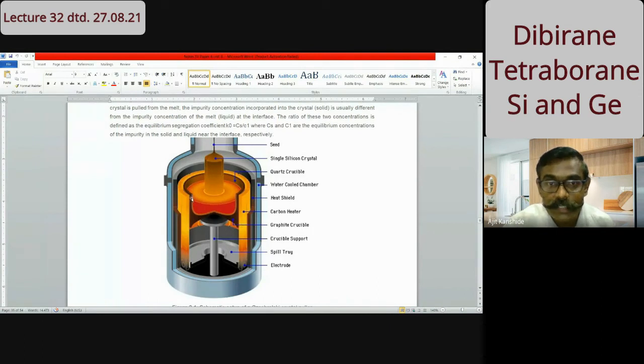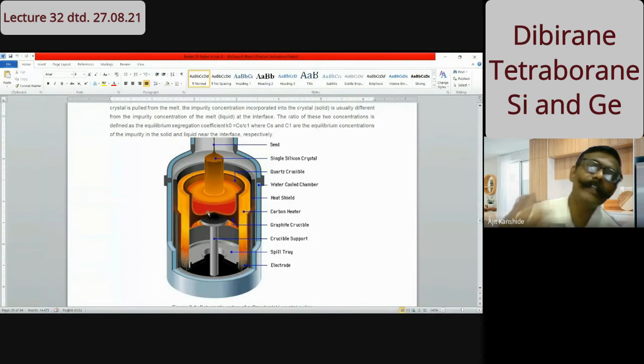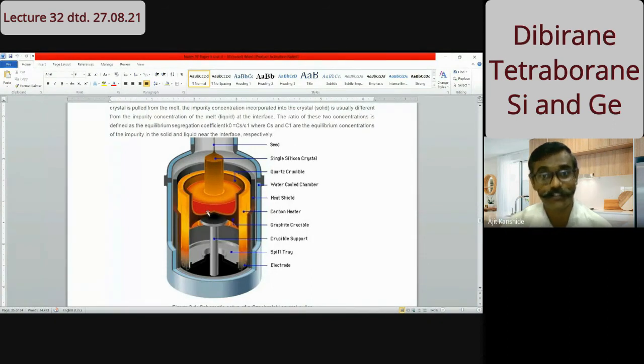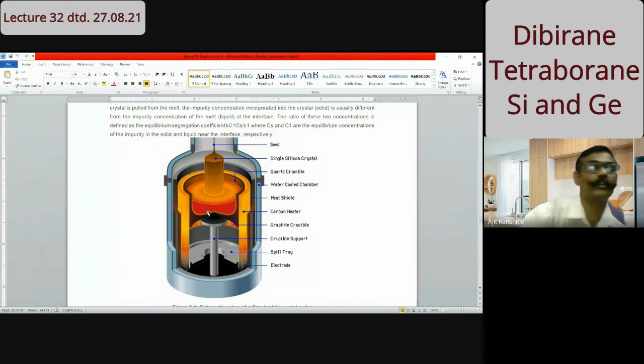See, inside there is what? The quartz crucible, and outside there is what? The graphite crucible. So quartz can transfer the heat, but it can withstand what? The high temperature. And graphite is used for the communication of the heat, to transfer the heat.